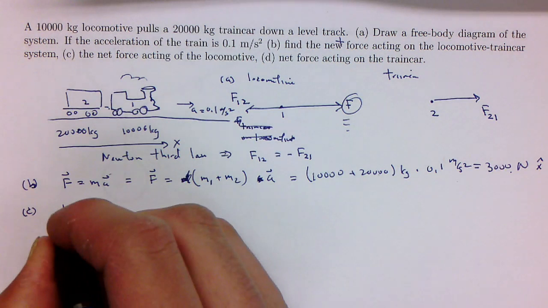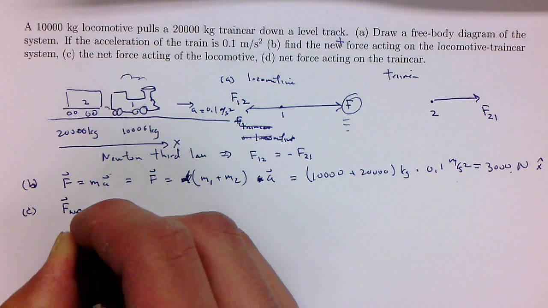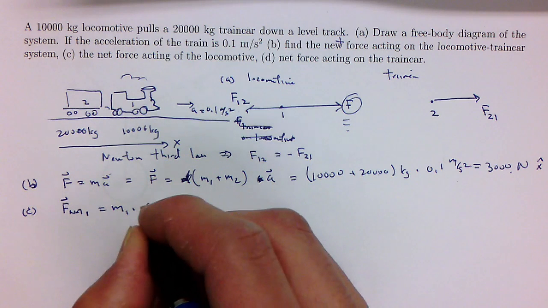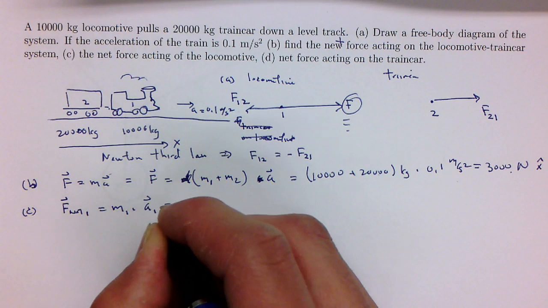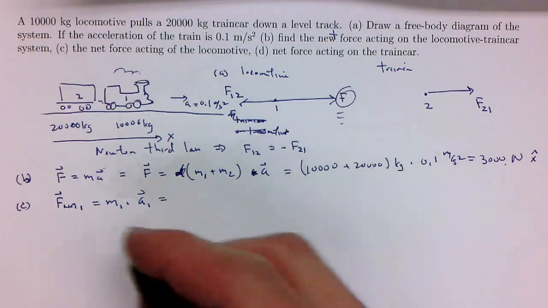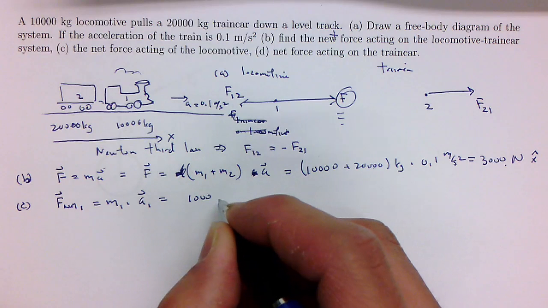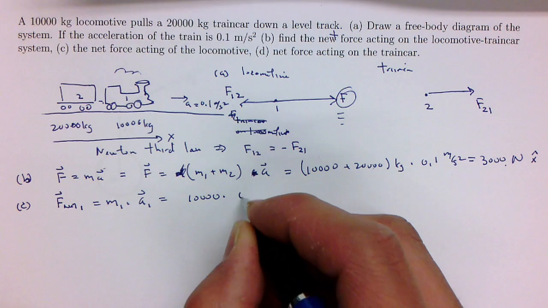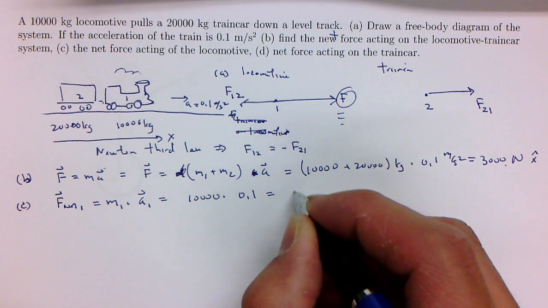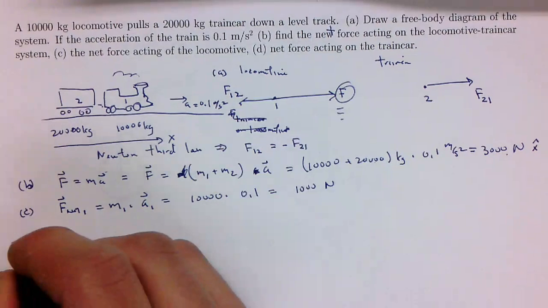So the net force on 1 is equal to the mass of 1 times the acceleration of 1. The acceleration of 1 is the same as everyone's. Everyone's accelerating at 0.1 meters per second squared. So this is equal to the mass of 1, which is 10,000, times the acceleration, 0.1 meters per second squared, which is 1,000 newtons. That's very simple.